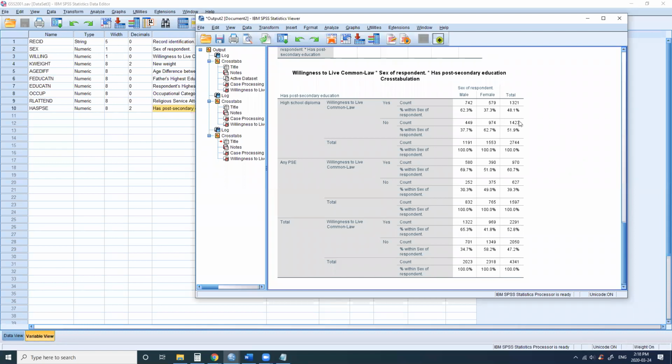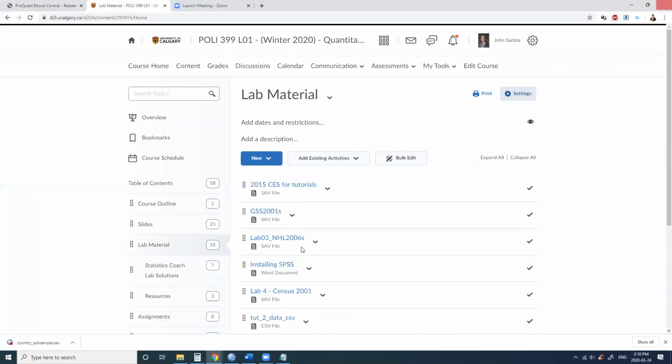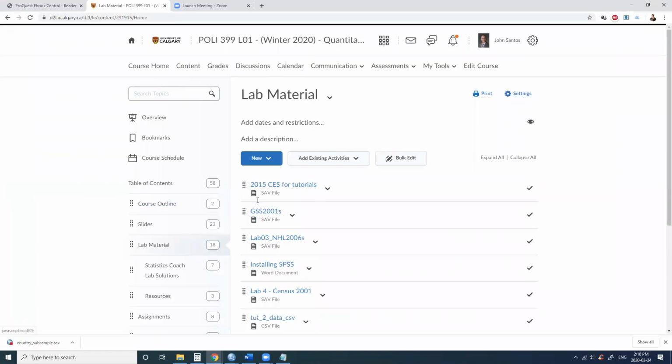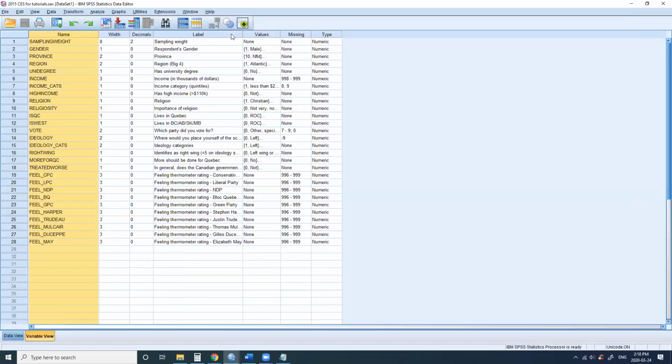Okay, seeing no questions, what we'll do is I'm going to close this GSS 2001 data set. And now what I want you to do, if you haven't already, is go to D2L, to the content and then lab materials section, and download this 2015 Canadian election study for tutorials data set.